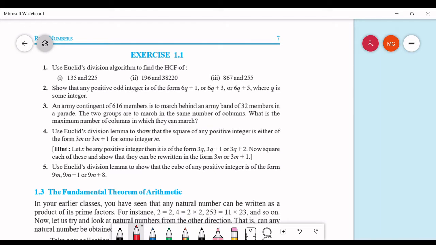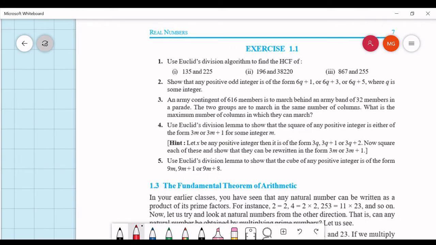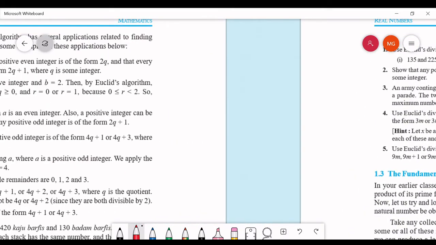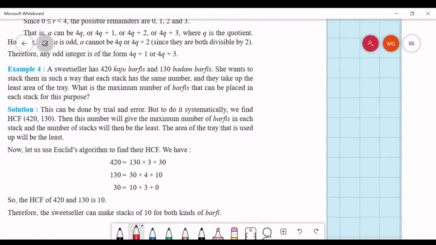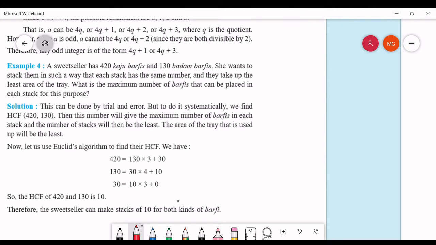Okay, so this is: use Euclid's division algorithm to find the HCF of 135 and 225. So this is your first question. You have to use Euclid's division algorithm, right? So if you remember what we have studied there, we got two numbers, and we have to find the HCF of these two numbers. We wrote, let us use Euclid's algorithm to find the HCF.